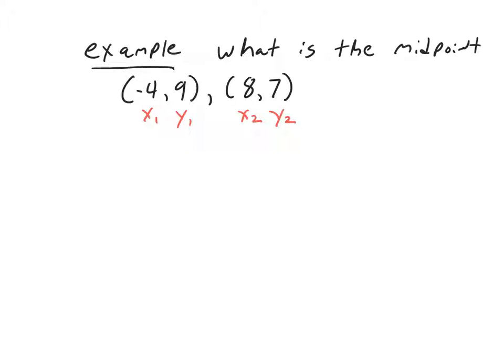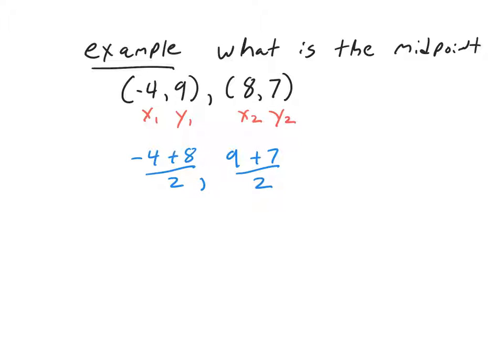So first what we do is we find the mean from negative 4 to 8. And that means we're going to do negative 4 plus 8 and divide by 2. That's for our x value. Then we'll do our y value. So we're going to do 9 plus 7 divided by 2.